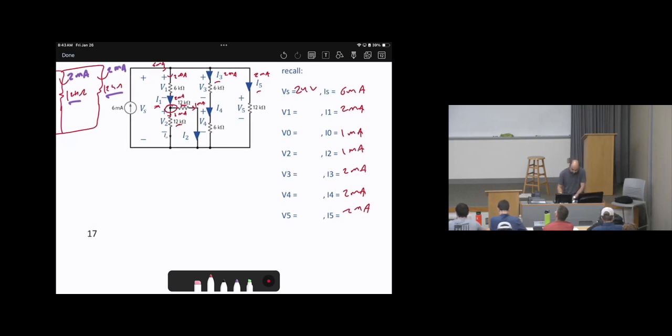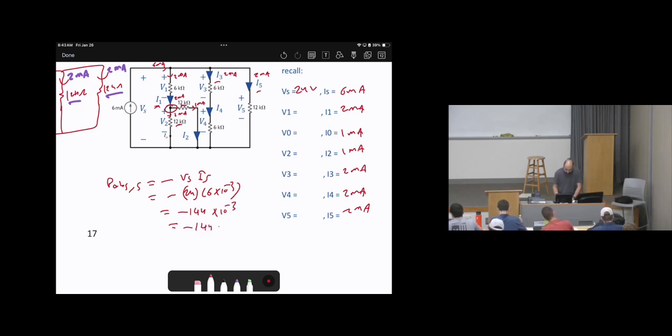So let's start with the power absorbed by the source. It is negative V source times I source, because the source is supplying power, which is going to be negative. V source is 24 times I source, which is 6 times 10 power negative 3. So the answer will be negative 144 times 10 power negative 3, or I will say it is negative 144 milliwatts. Okay? That's the first one.